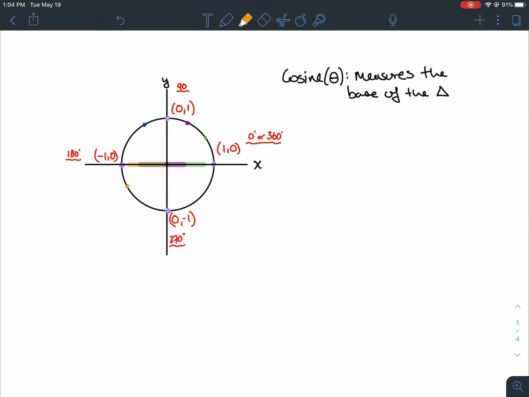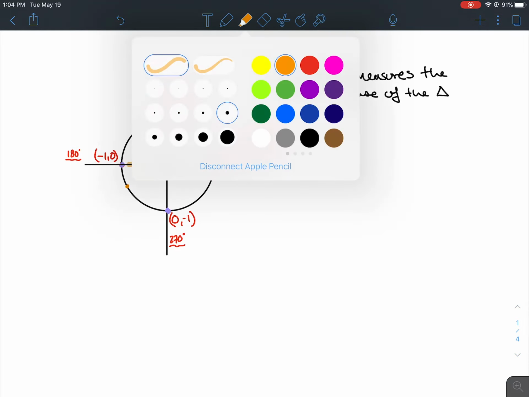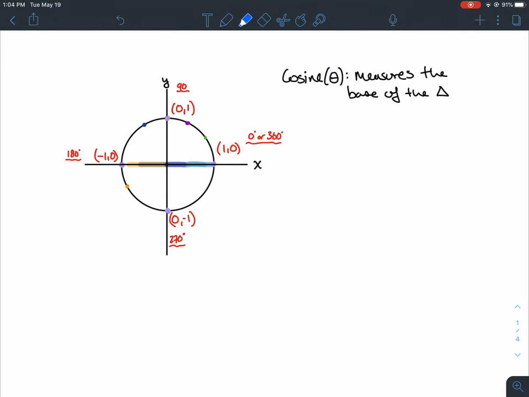And if we look at 0 degrees, we can see that the base here is just 1. And then the base will be -1 on the far end at 180 degrees. Our base is nothing at 90, and our base is nothing at 270 either, because the triangle is just a straight line up or down.